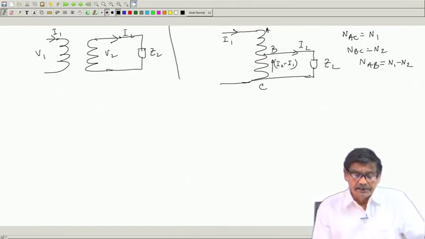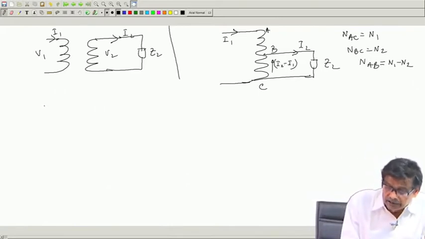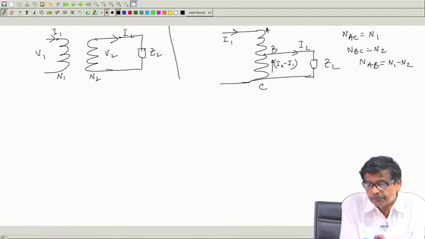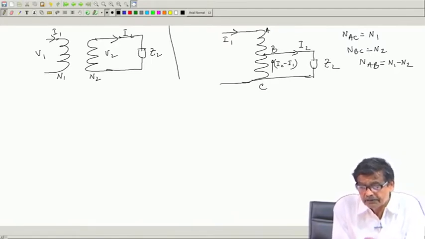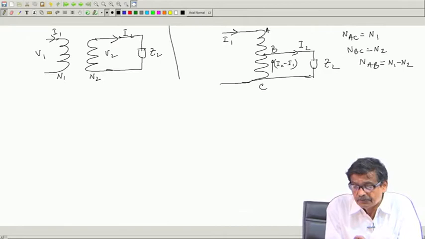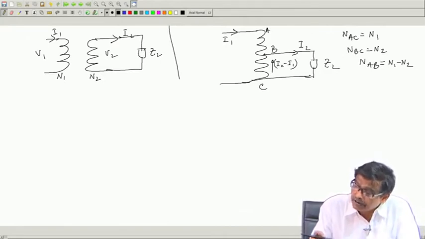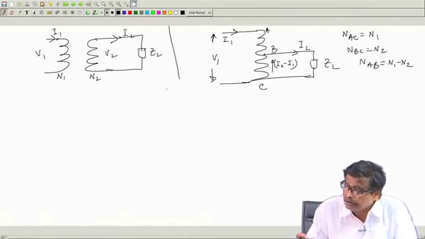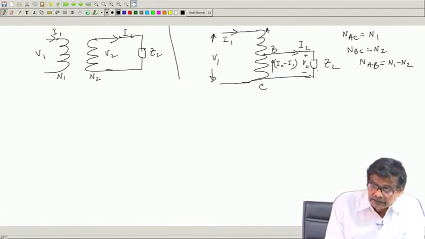Now, what I will be doing is this. I will try to find out these ratios. Here it is N1, here it is N2, because voltage per turn is V1 by N1 and output voltage will be V1 by N1 into N2. Here voltage per turn is once again V1 by N1, and this turn NBC is N2. So, V1 by N1 into N2 gives you this voltage V2. Got the point.